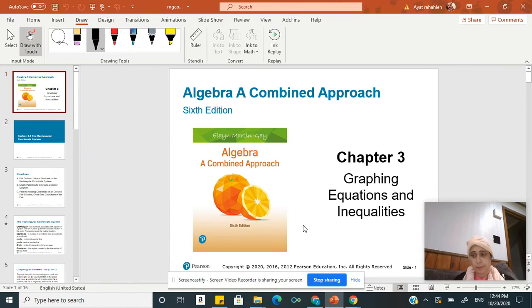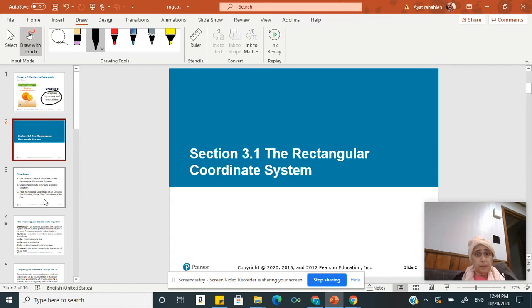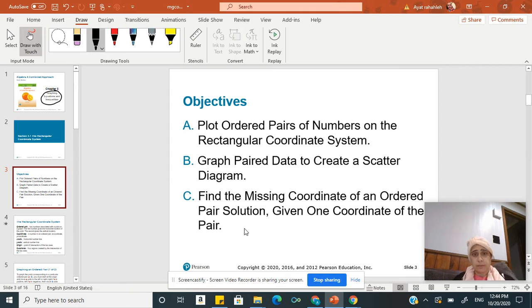Today we're going to go over chapter 3. Since I know that you have orientation today, I'm creating this quick video on chapter 3. I think it's going to have two parts, maybe. So this is part 1, just the graphing equations and inequalities. These are the objectives: how to plot, how to know the ordered pair of each one, and understanding each and every one of them.